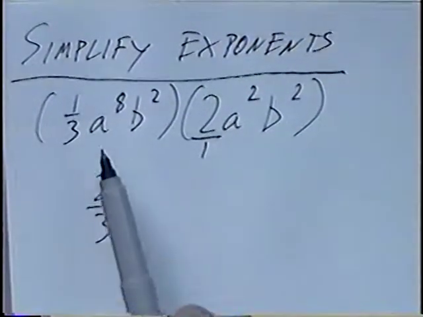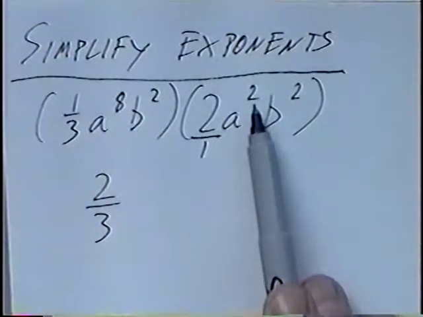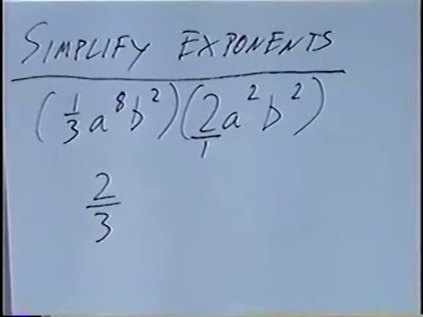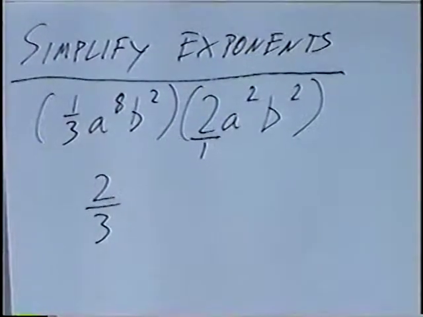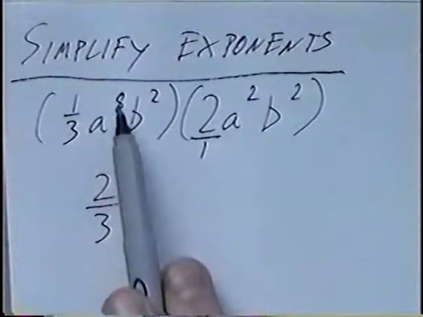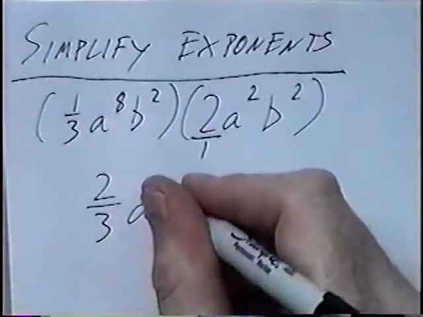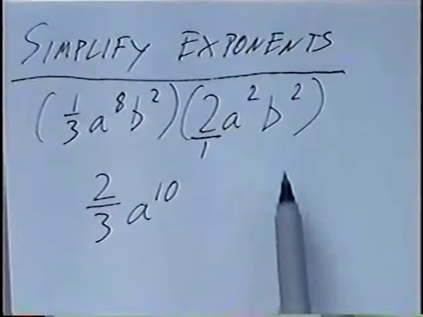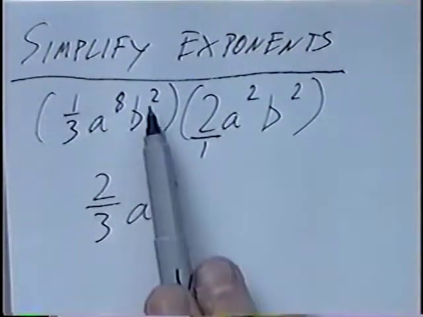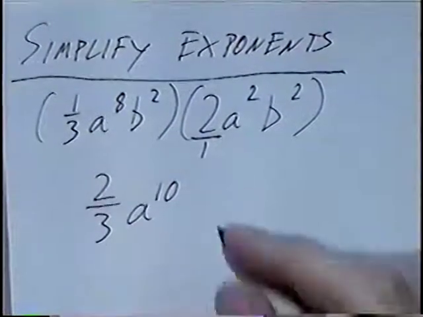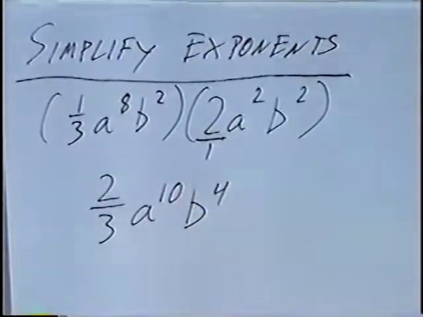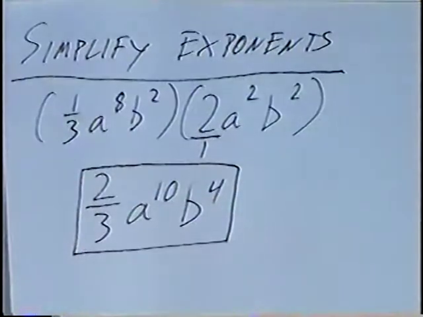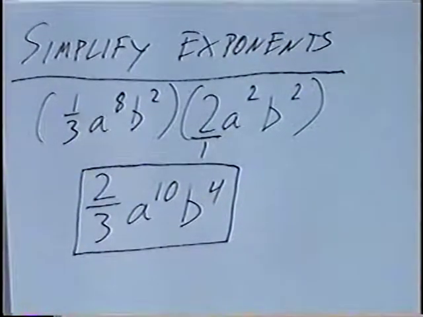Combining the a exponents, we have a to the 8th times a to the 2nd. When we're multiplying like exponents or like terms, the exponents we can add together. A to the 8th times a to the 2nd would be a to the 10th power. And b to the 2nd power times b to the 2nd power. Again, we can add exponents when we have a like base. That would be b to the 4th power. So the answer to the first question would be 2/3, a to the 10th, b to the 4th.